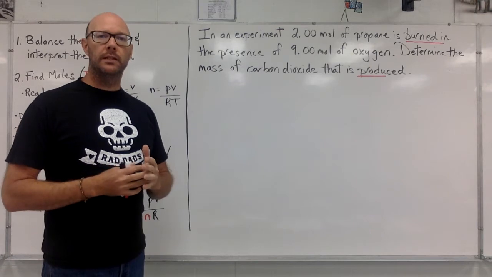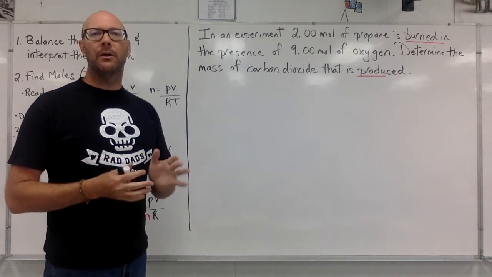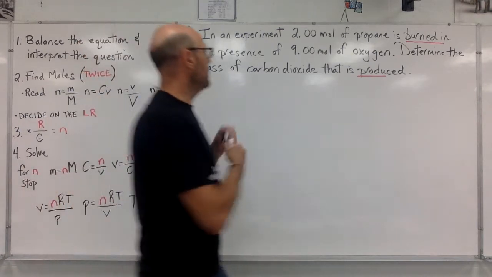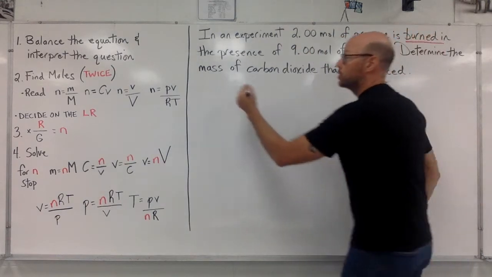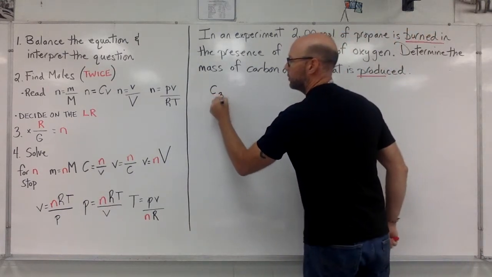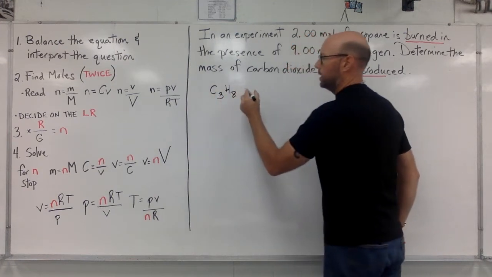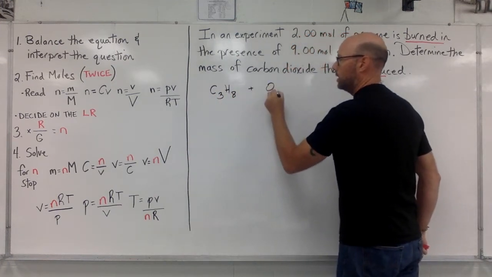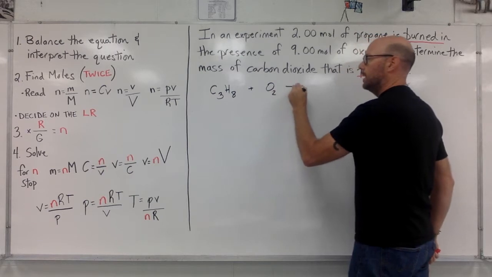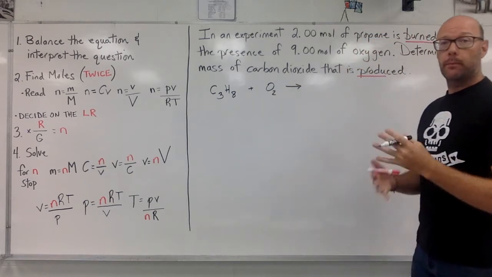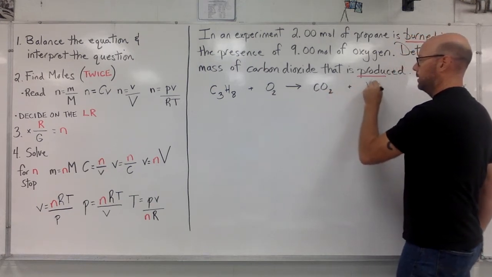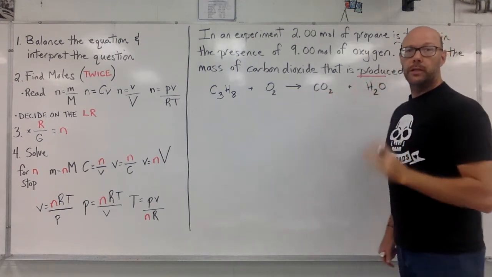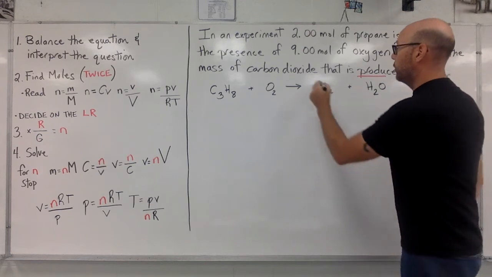We need to do what we need to do to come up with the balanced equation. Here, propane, we can find the formula in the data booklet if we're not quite sure what it is. It's C3H8. It's reacting in the presence of oxygen. It's being burned. It's hydrocarbon combustion. We get carbon dioxide and water being produced. We need to balance this equation.